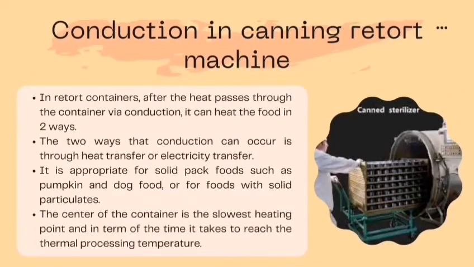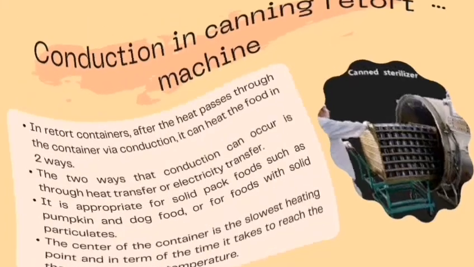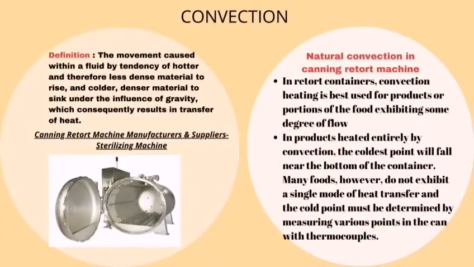Conduction in canning retort machine. In retort containers, after the heat passes through the container via conduction, it can heat the food in two ways, which are through the heat transfer or electricity transfer. It is appropriate for solid packed foods such as pumpkin and dog food, or for foods with solid particulates. The center of the container is the slowest heating point, in terms of the time it takes to reach the thermal process temperature. The heat transfer that is involved is convection.